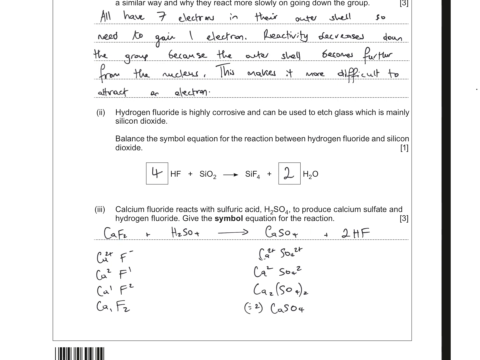I've worked out all of these with top, swap, drop by looking at the back. They gave me sulfuric acid, and then I've added a 2 there to balance the F's, because look, I had 2 F's there and only 1 there.